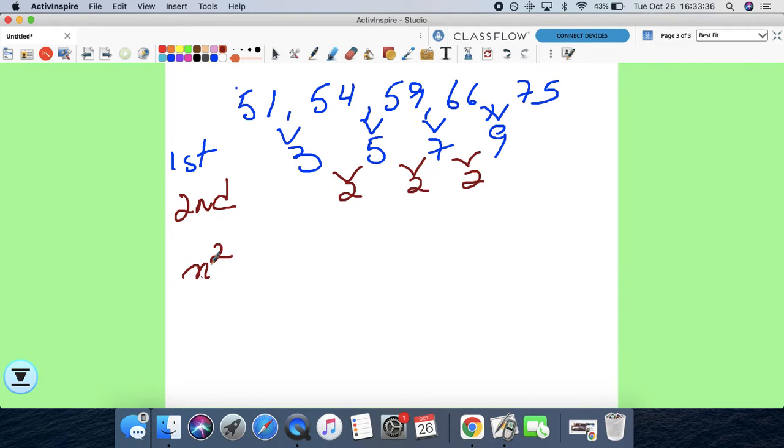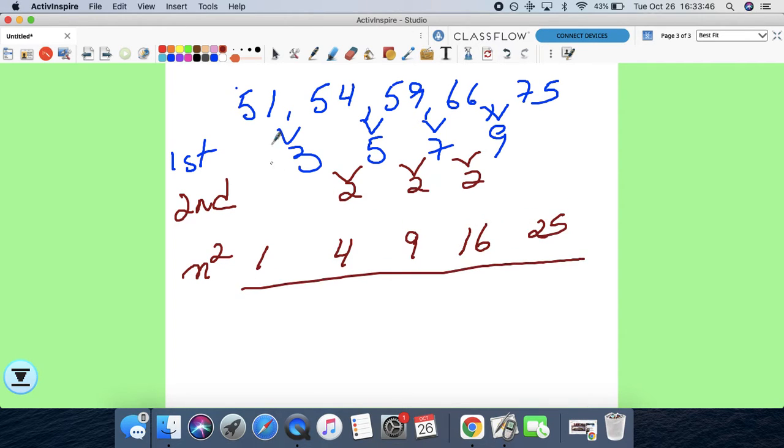So what does an n squared sequence look like? It's 1 squared, which is 1, 2 squared, which is 4, 3 squared, which is 9, 4 squared, which is 16, and 5 squared, which is 25. We subtract, right? So 51 minus 1 is 50, 54 minus 4 is 50. So notice that it's all 50, which means we're going to stop right here.